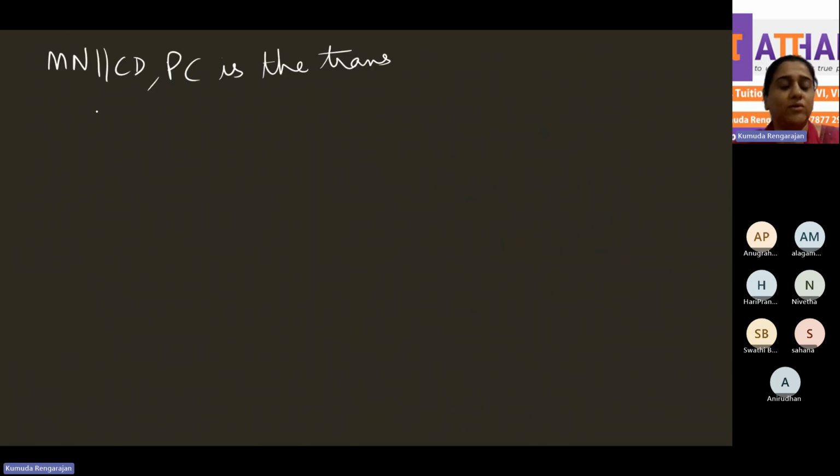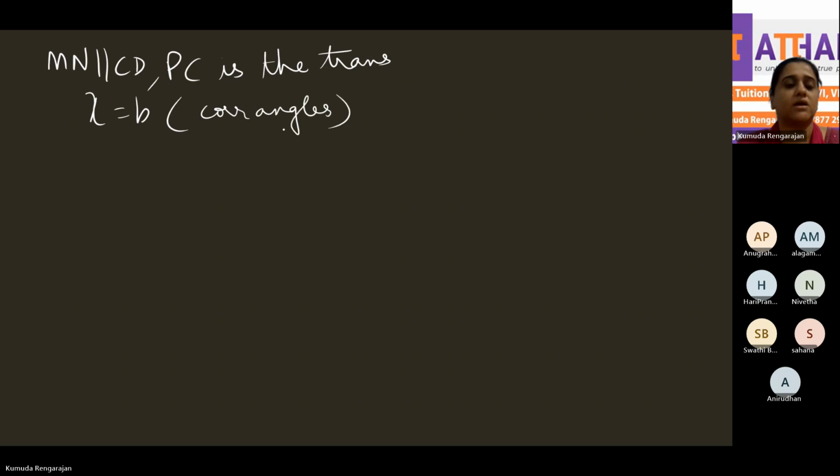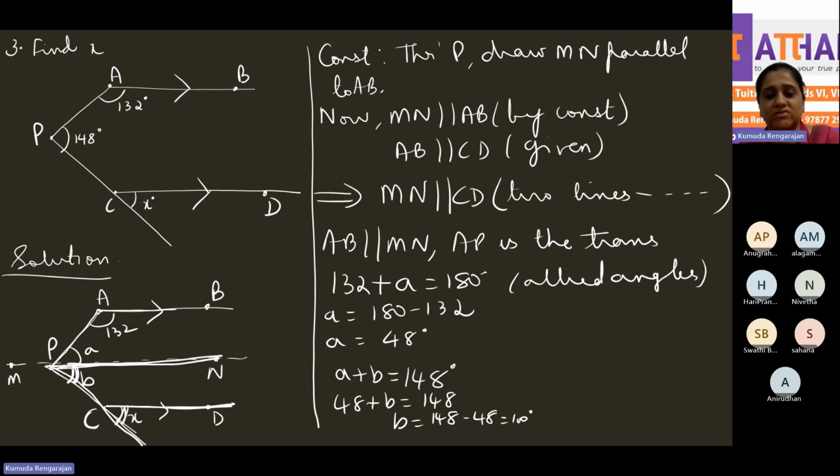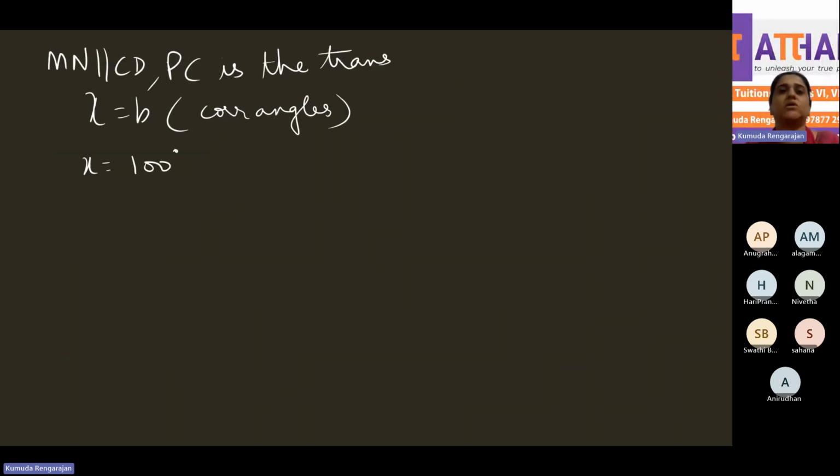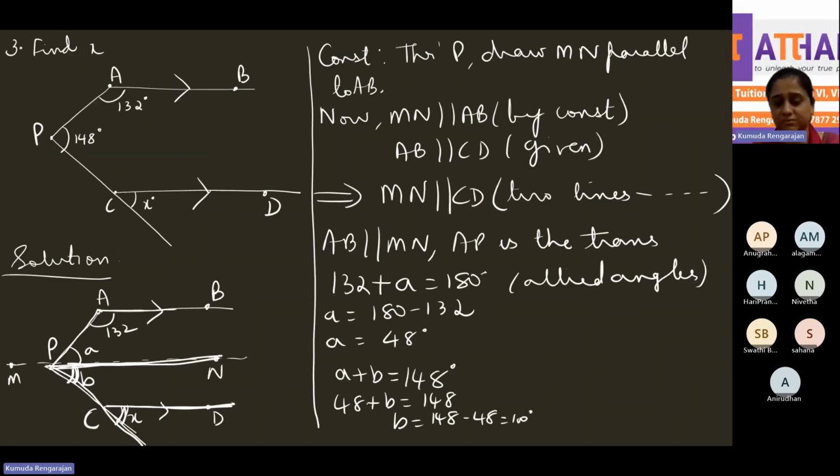Angle B is equal to X. Or you can write X is equal to B, because corresponding angles are equal. So X is equal to B, we just found 100 degrees. X is equal to B and B we found is 100. So X is equal to 100. Complete the answer.